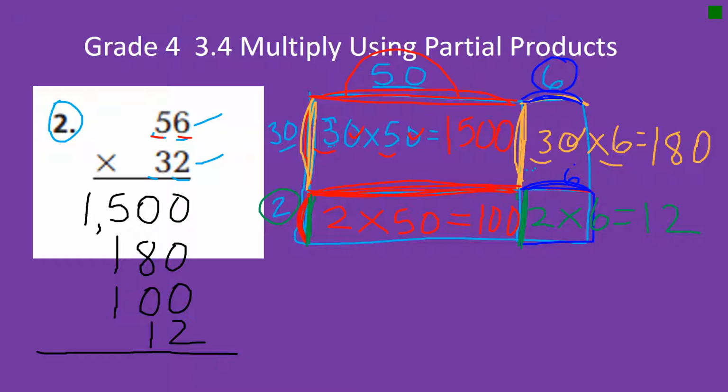So since those are all parts of the product, the answer to multiplication, what do we have to do to the parts? Add them together. 0 plus 0 plus 0, 2. Okay, 8 plus 1 is 9. 5, 6, 7, and then 1. So 56 times 32 is 1,792. All right, let's keep going.